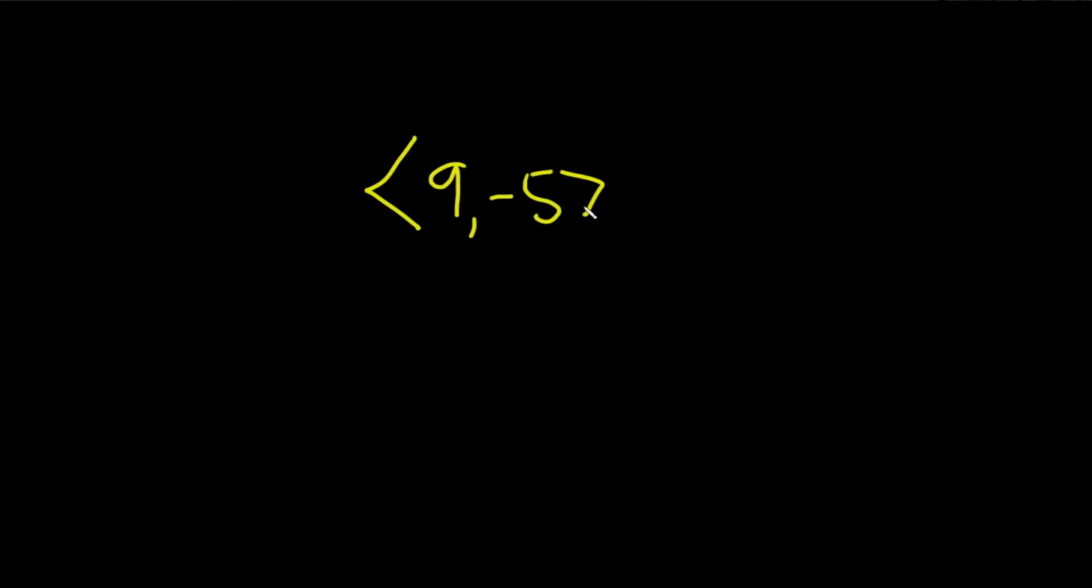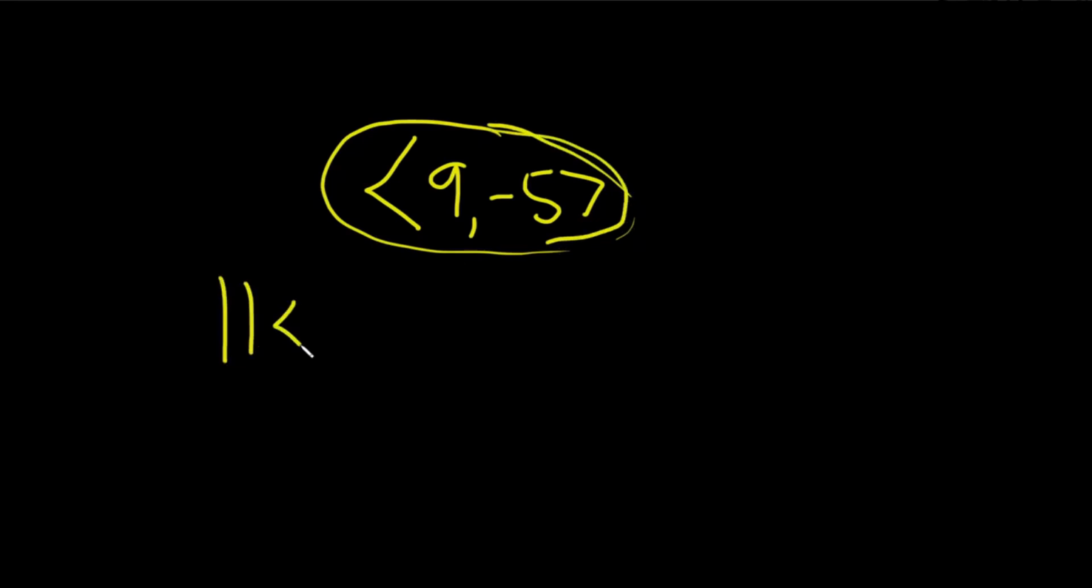Find a unit vector that has the same direction as this one. To find a unit vector in the direction of this one, all we have to do is take this vector here and divide it by its magnitude. So we'll start by finding the magnitude of this vector.